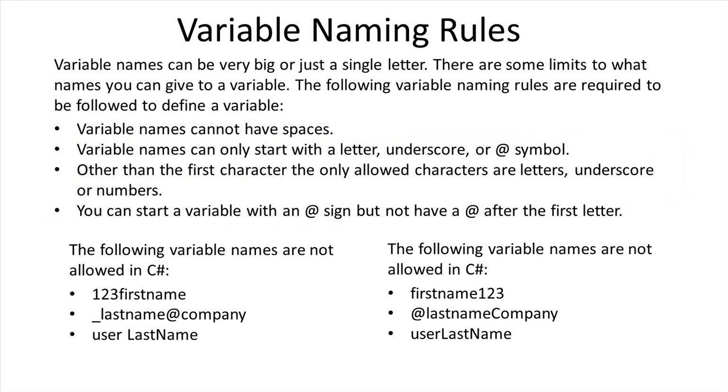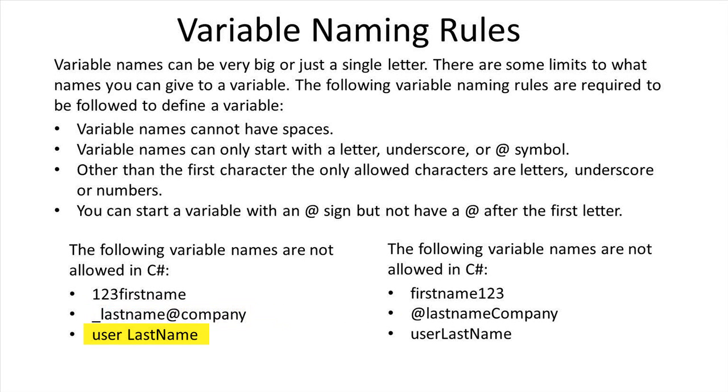Here are a few examples of what you can and can't do with variable names. On the left side, you see names that are not allowed. 123FirstName. Why? You can't start a variable with a number. Look on the right side and see the equivalent of what you can do: FirstName123. Back on the left side, _LastName, company@. You can't have an @ in the middle of the name, but you can start a variable with an @. @LastNameCompany is a valid name for a variable.